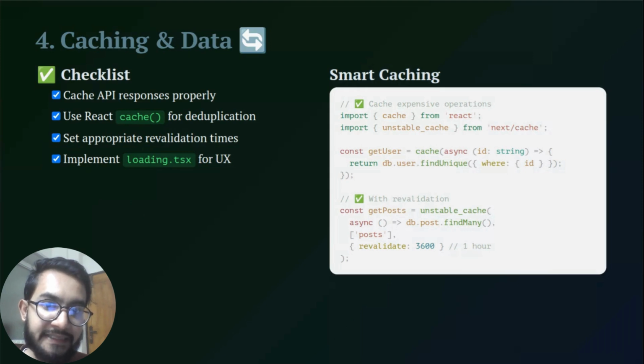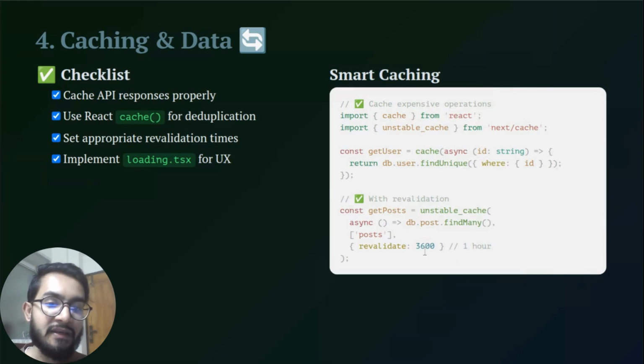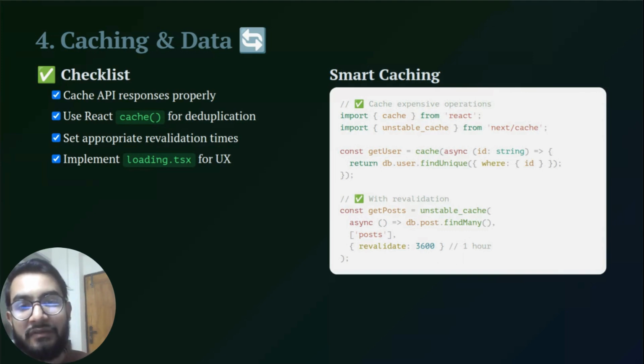So here is a smart caching example. You can see here we cache expensive operations like getUser, with revalidation, because when a user is logged in, it's very rare that they update their profile data. So you can set revalidate to 1 hour, and after 1 hour it will cache the latest data again. Actually, I'm not going to cover more about caching. You can follow the Next.js caching docs, and there you can find that, let's say you set 1 hour for revalidation, you can also force it immediately before that using updateTag. That's another topic that I'll cover in another video.